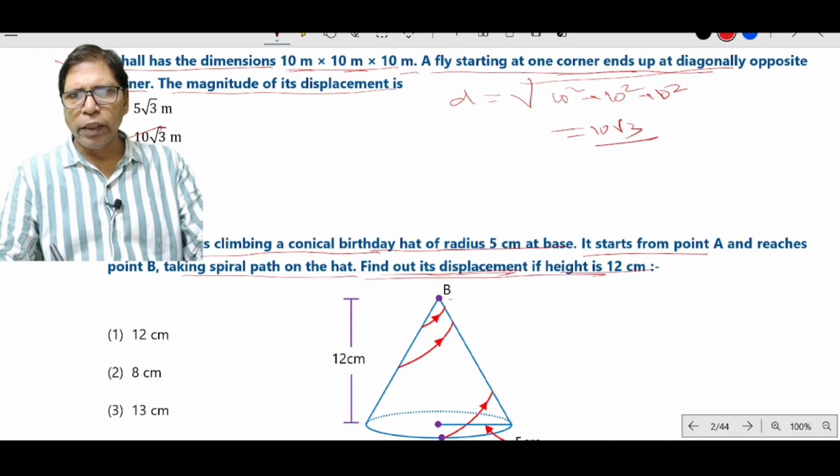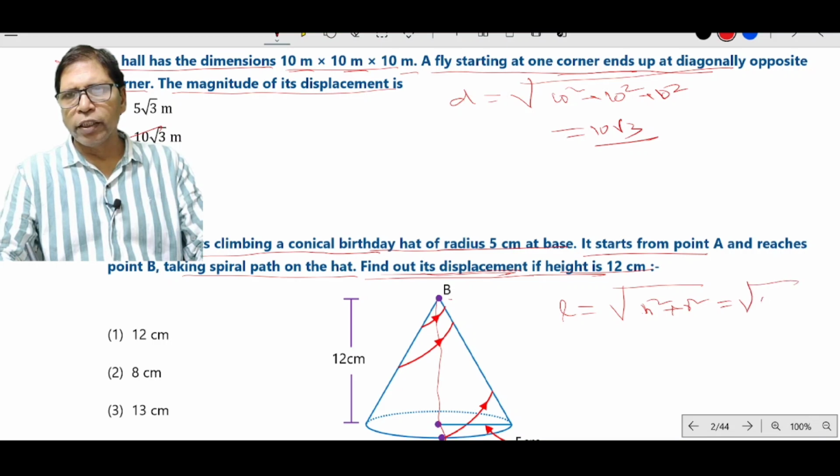Look at this, displacement is the length of the path along the surface. So L equals the square root of the square of height plus the square of radius. So this is 12 square plus 5 square. So this is 13. So displacement is 13 centimeter.